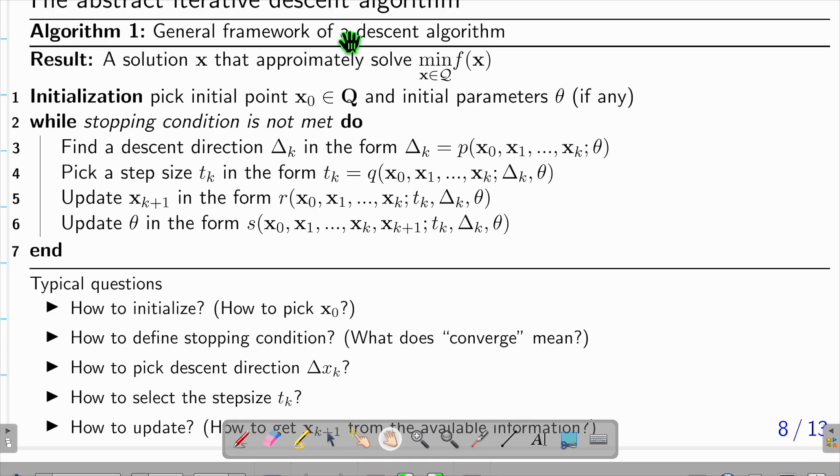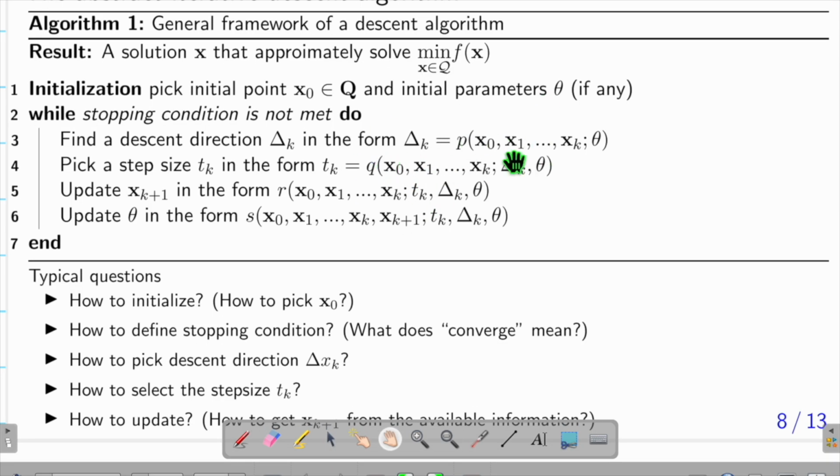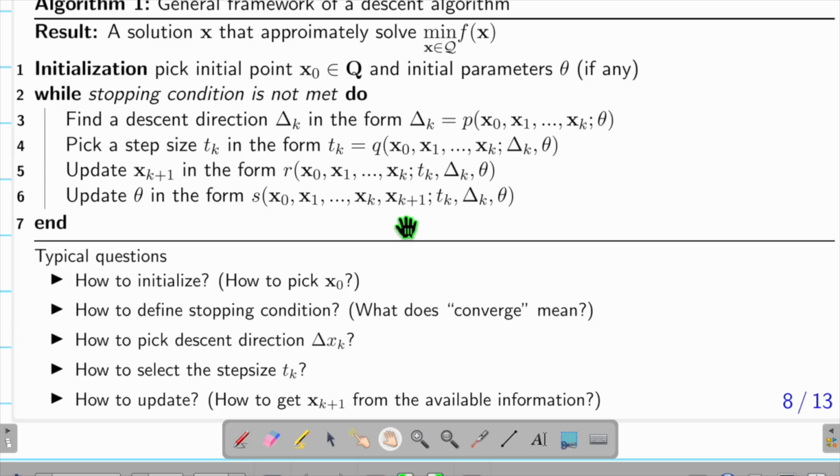What is the algorithm? This is an abstract algorithm. Find a delta by what? By all the information you have right now, under some theta. Theta is some parameter. Then find the step size using all the previous things you have. Find the new point using all the information you have. And then lastly, find this theta if you have a parameter. So basically these are all the things. Then the typical question is, what is this? What is this? What is this? These are basically design problems and algorithm problems.